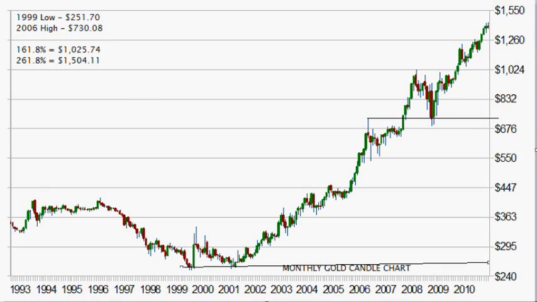Now the 161.8% Fibonacci on this calculation is 1025.74. Where did the market top in 2008? The answer was 1029. Therefore, it was only 3.25 above what that level was.